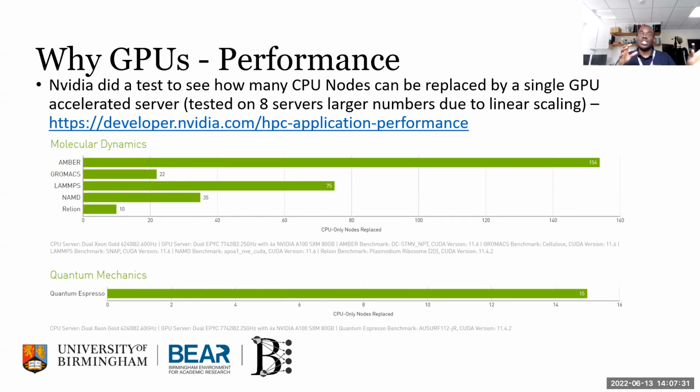They did a few case studies. I chose a couple: molecular dynamics software, so Amber, GROMACS, LAMMPS, NAMD, RELION, and a quantum mechanics one, Quantum Espresso. They tested on up to 8 CPU servers and did linear scaling above that. You can see for, say, GROMACS, one A100-based GPU node is equivalent to 22 CPU servers. For Quantum Espresso, it's equivalent to 15. That's the speed-up you get using GPUs in comparison to simple CPU-based applications.